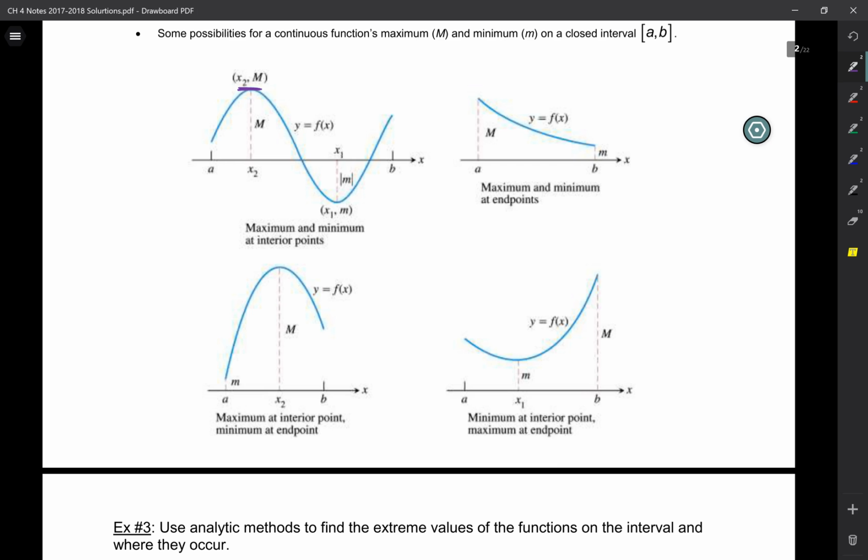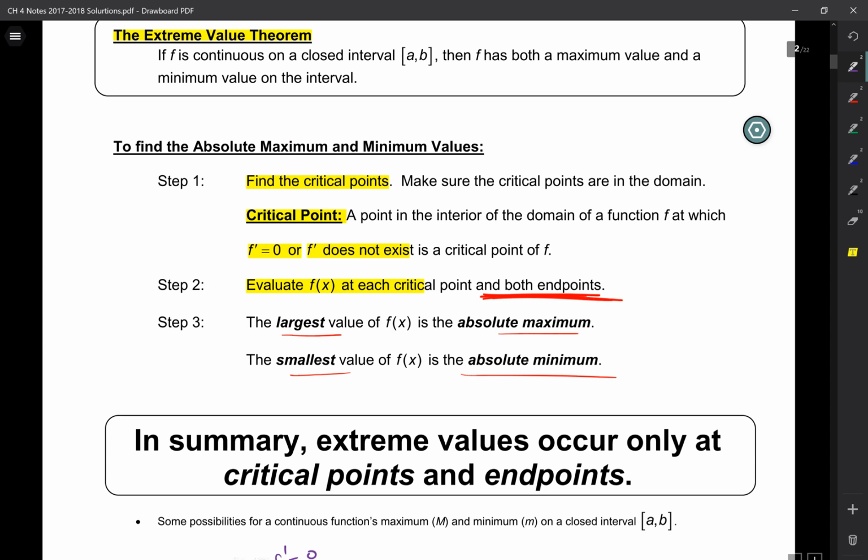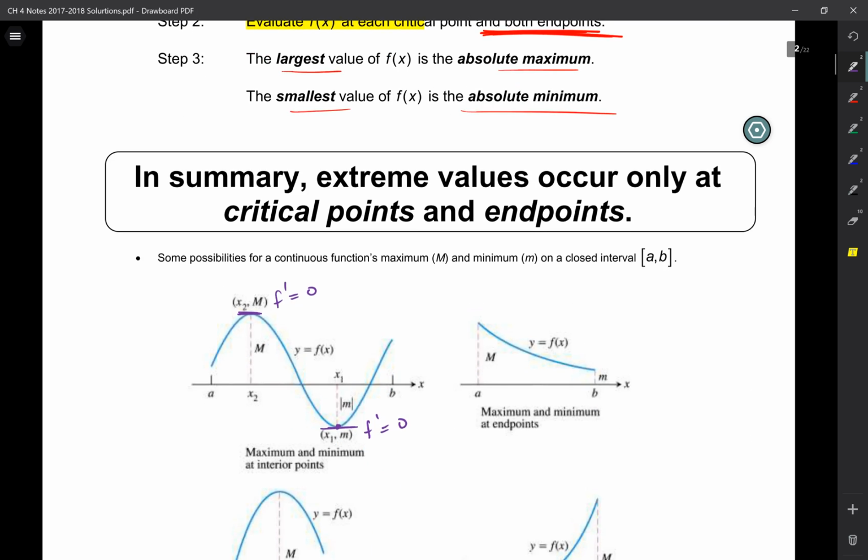0. Right? How about here? 0. So if this is a point where f prime is 0, is that a critical point? Yeah, that's a critical point. So in this case, take a look at where the absolute max and absolute min happen: at a critical point. Okay? Do you see that?